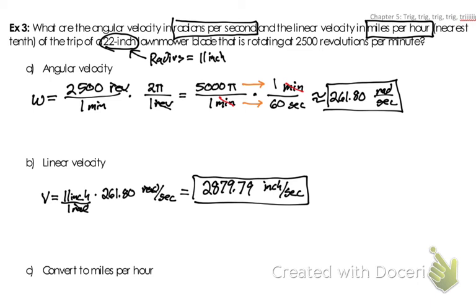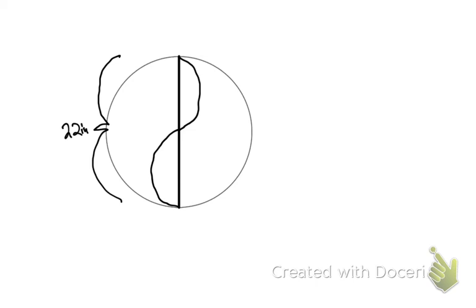Okay, so we need to convert to miles per hour. I'm going to do this without putting any numbers on it first. That's my advice to you: do it all without putting any numbers on it and then go from there. All right, so we're converting to miles per hour. We started with 2,879 times 0.79, and we have to make sure we put our units, inches per second.